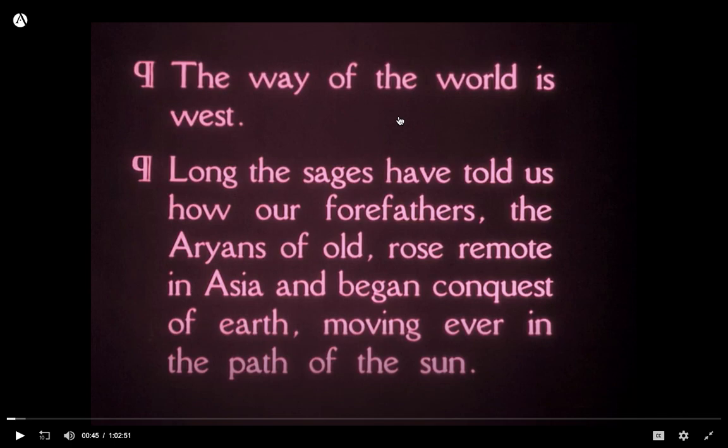So long had the sages told us how our forefathers, the Aryans of old, rose remote in Asia and began the conquest of earth, moving ever in the path of the sun. It's a weird kind of Nazi, not Nazi exactly, kind of mythology. It's always this sense that we're always moving westward, and the movement west is associated with progress. Conquest and progress. There's a very strong colonialist overtone in this idea that peoples rose in the east, then move towards the west, conquering and progressing as they go with time. So the way of the world, its orientation, is westward.